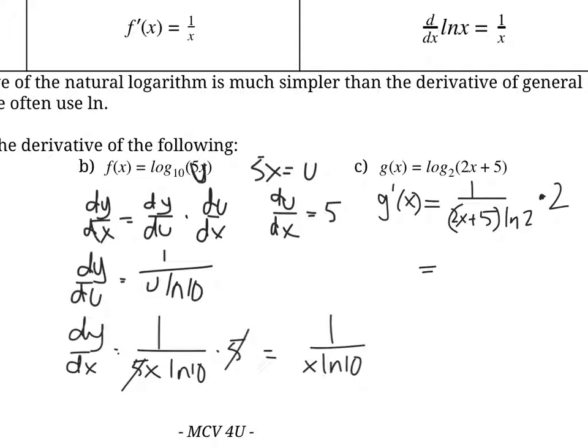I'm just going to simplify it a little bit. 2 over 2x plus 5. There should be a plus sign in there. Plus 5 ln 2. There we go. That's our derivative.